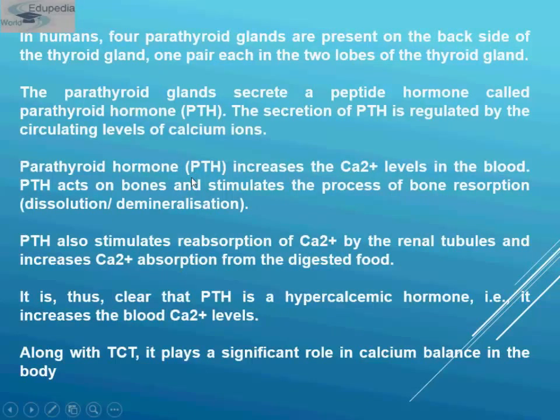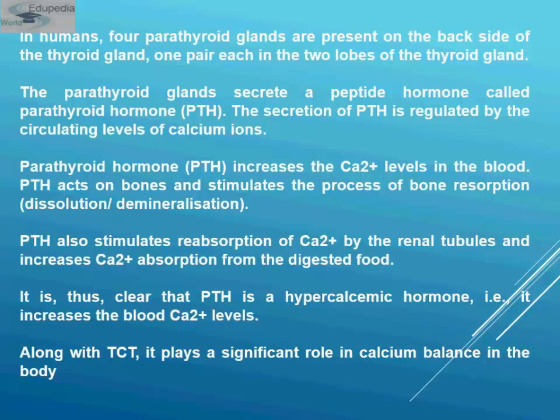Now, in humans, four parathyroid glands are present on the back side of the thyroid gland. I have already taught you the thyroid gland. The thyroid gland is located in the neck of the human body, and it has two lobes, right and left, connected by a connective tissue which we call the isthmus. On the dorsal side of that, four parathyroid glands are located, one pair in each of the two lobes.